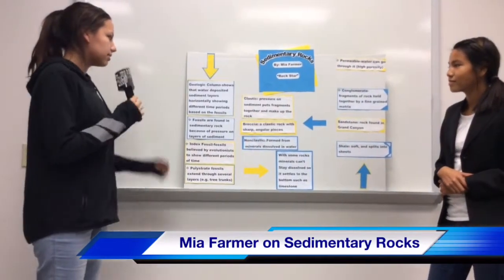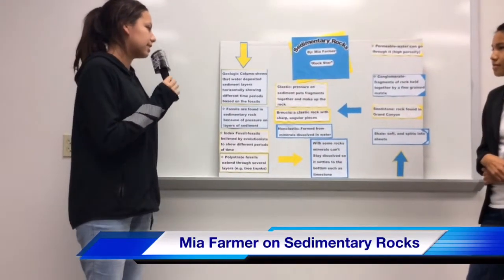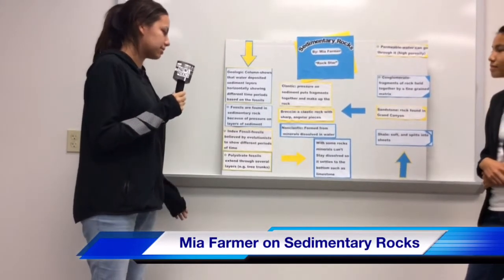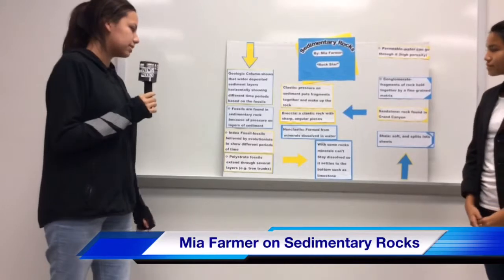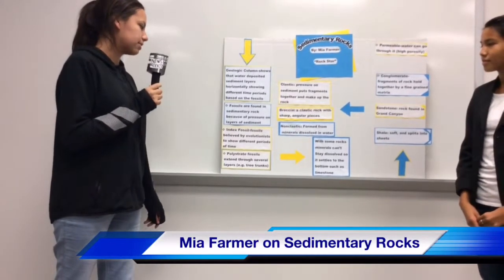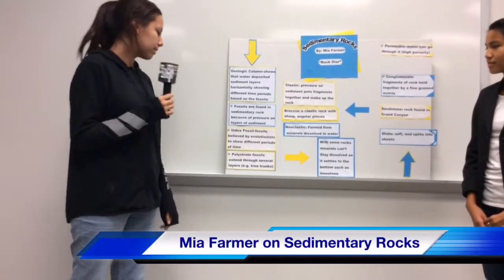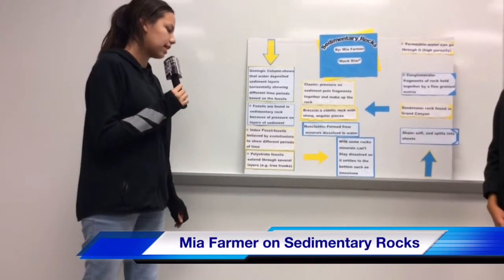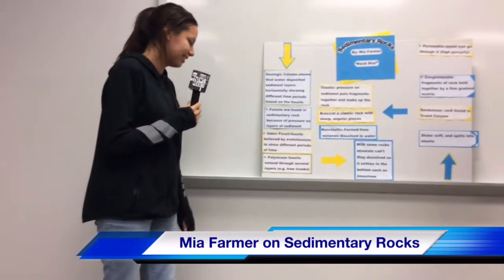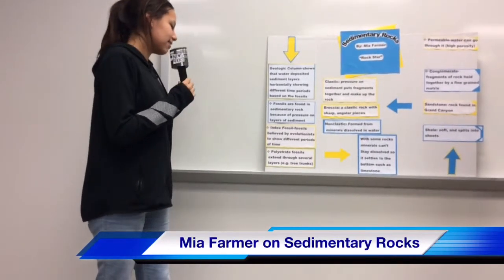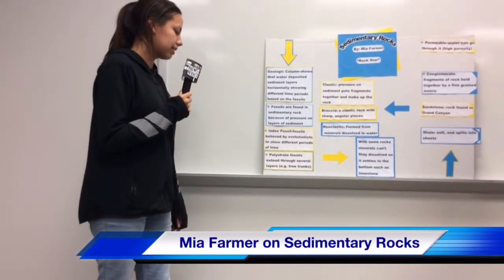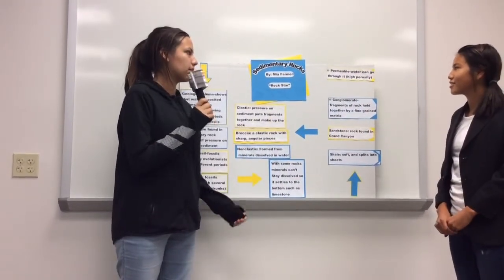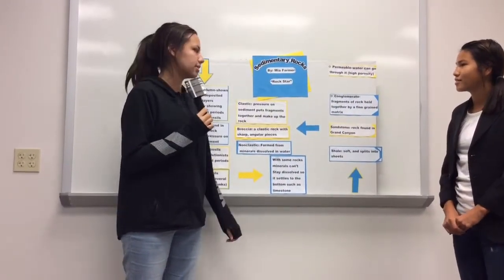Geological column shows that water deposited in sediment layers, horizontally showing different time periods based on fossils. Fossils are found in sedimentary rock because of pressure on the layers of sediment. Index fossils: fossils believed by evolutionists to show different time periods. Polystrate fossils extend through several layers, for example, tree trunks. Permeable rocks, which water can go through, are high porosity.